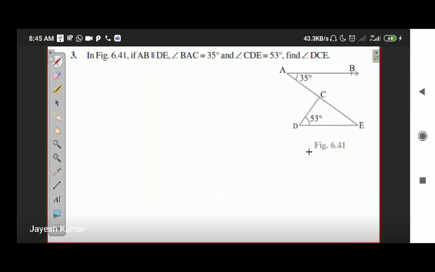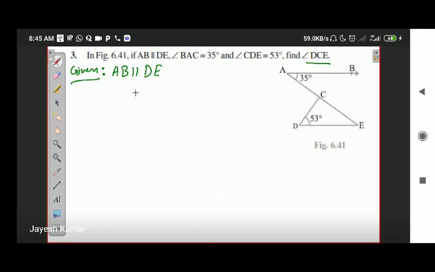Next is question number 3. In this given figure, you have to determine the value of angle DEC. So once again, what is given to us? We are given AB is parallel to DE. When we see in the question that AB is parallel to DE, we must expect to use alternate interior angles, corresponding angles or co-interior angles.